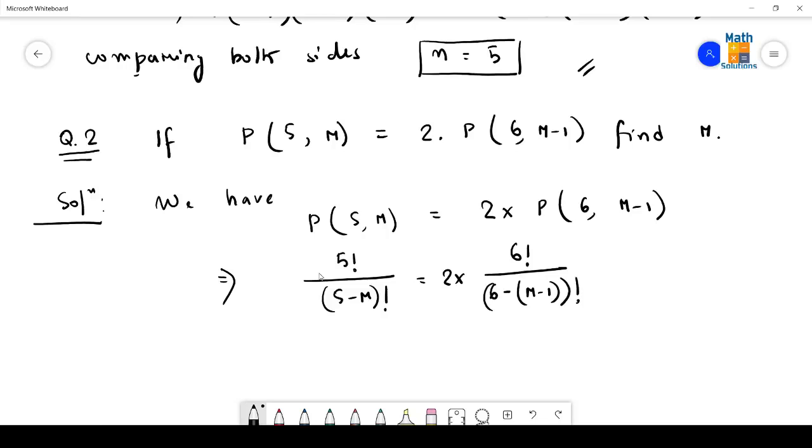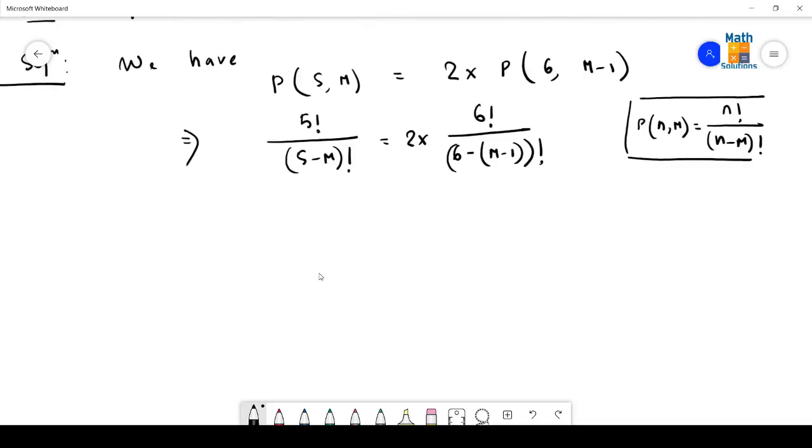Which formula I am using here? P n comma r is equal to n factorial by n minus r factorial. So this is the formula used here. So after this, what can I write? I can write here 5 factorial divided by 5 minus r factorial is equal to 2 into 6 can be written as 6 into 5 factorial, so that on both sides 5 factorial gets cancelled.